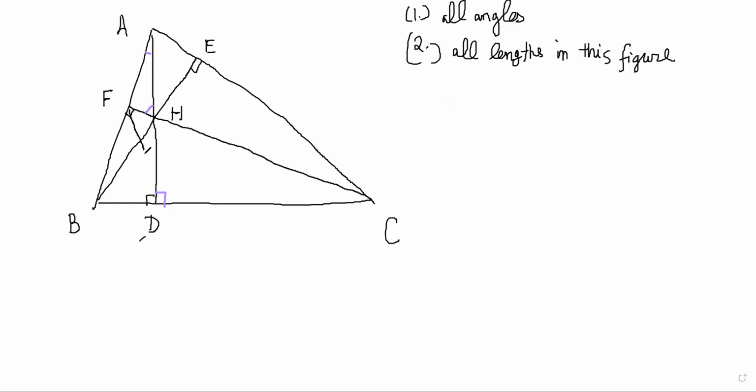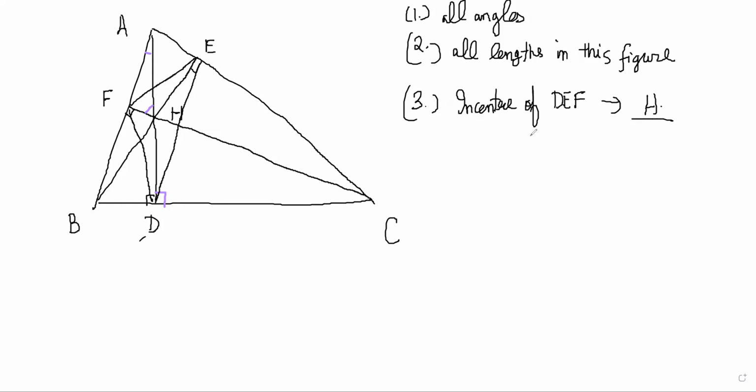Now we will make the pedal triangle by joining these 3 points. And so we know that the incenter of the pedal triangle is equal to the orthocenter of the real triangle. Incenter of DEF is same as H, right? Why? Because we know that each of these angles are being bisected.